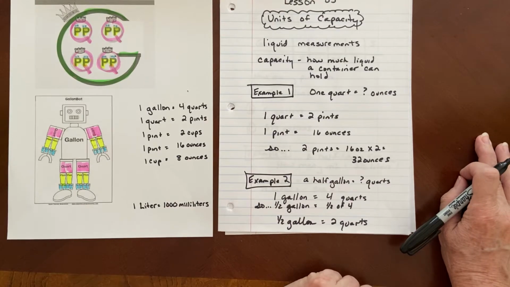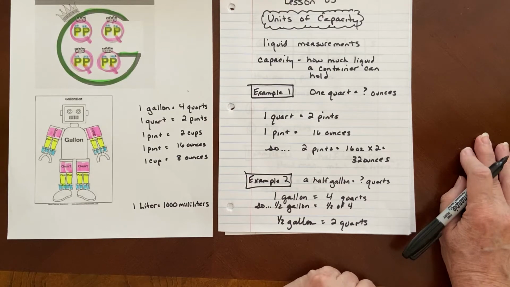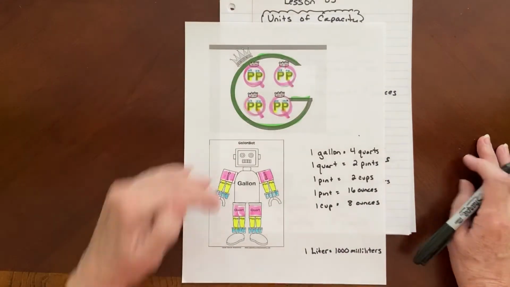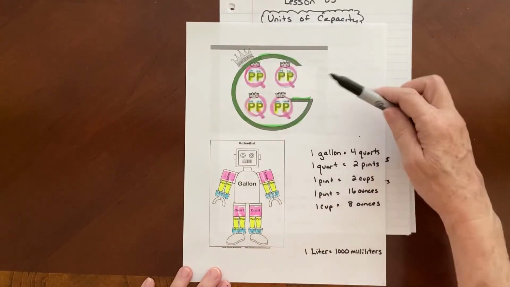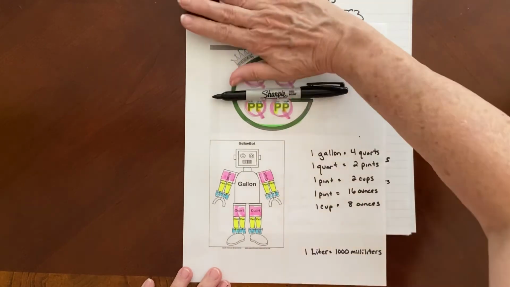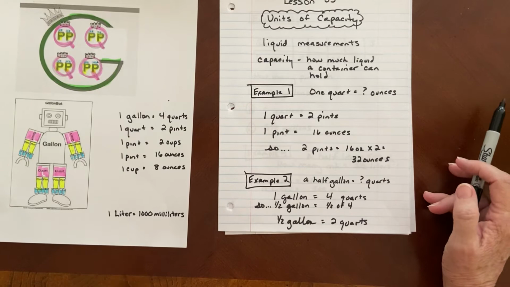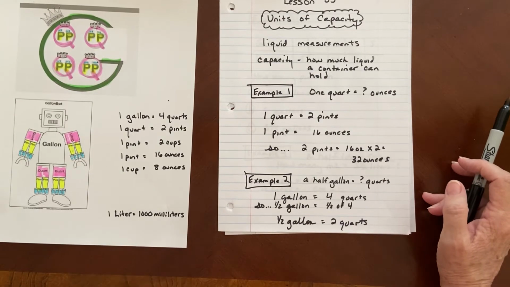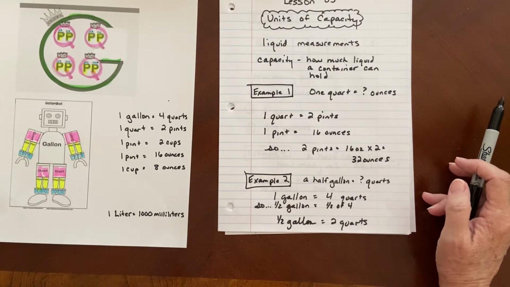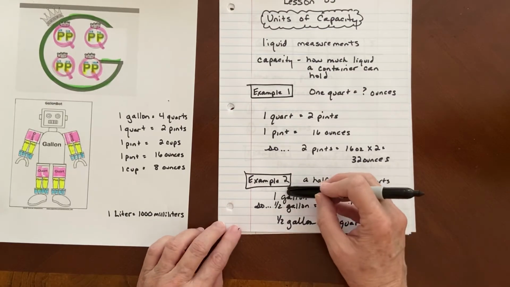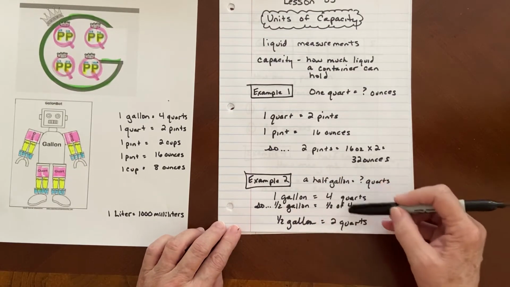Okay, example 2. A half gallon of milk is how many quarts? So let's look back at my king and queen. So here's my gallon. Half of that, I have 2 quarts, right? So 1 gallon is 4 quarts. Half a gallon, so I'm taking half of it. I take half of 4, and I get 2. So 1/2 of 1 is 1/2. 1/2 of 4 is 2.